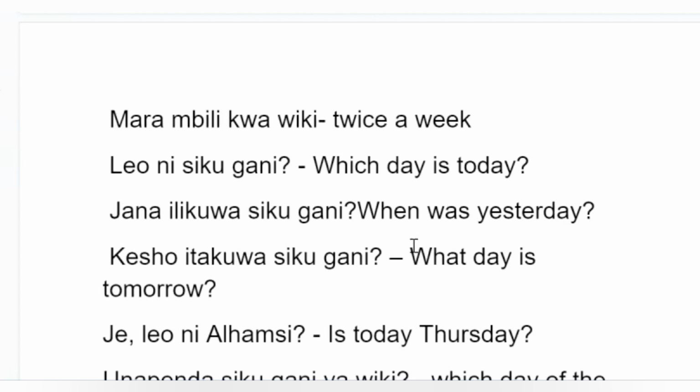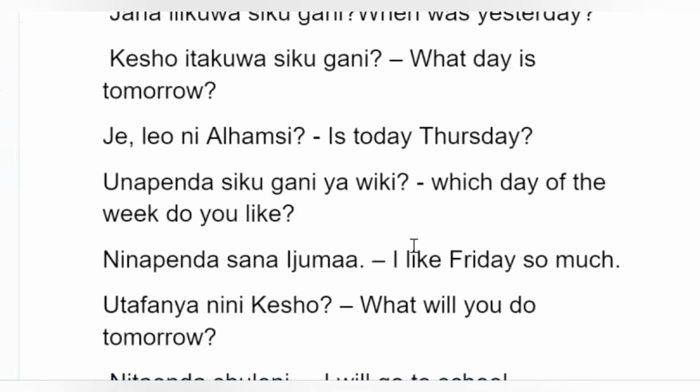Which day is today? Leo ni siku gani? When was yesterday? Jana ilikuwa siku gani? What day is tomorrow? Kesho itakuwa siku gani? Now we are trying to use the words that we've learned in a sentence. Kesho, tomorrow, itakuwa siku gani? You want to know what day is tomorrow. Is today Thursday? Je, leo ni Alhamisi? Is today Thursday?